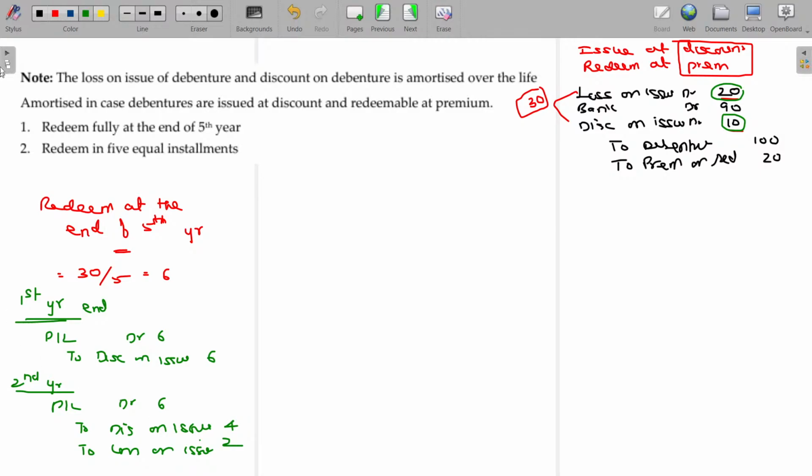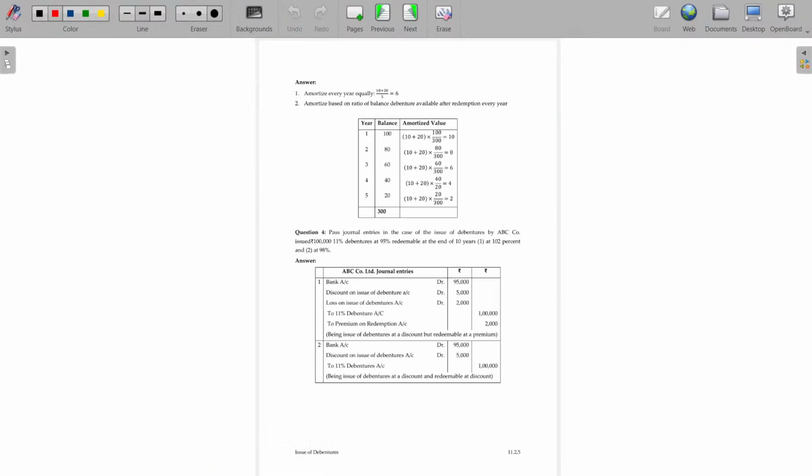Now, what happens here? Redeem in 5 equal installments. The face value of the debenture is 100 rupees, redeemed over a 5 years period. How can you handle this scenario?